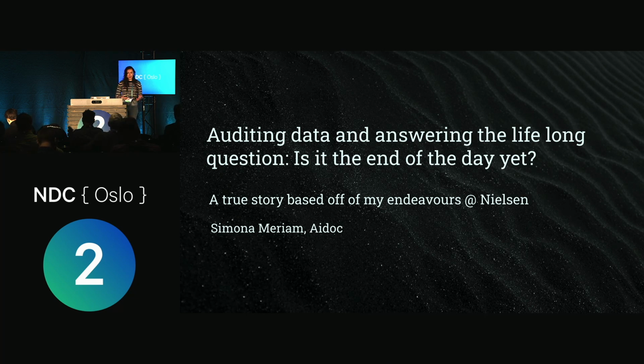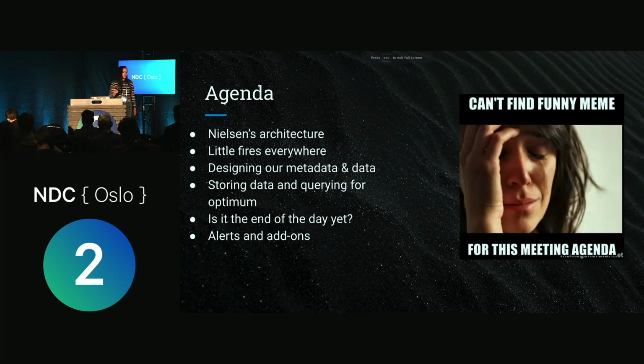So, what are we going to talk about in the next 60 minutes? We're going to start with Nielsen's architecture, and we'll really see how it had little fires everywhere. And I'm going to convince you why we had that need for a data auditing system. We'll then go into designing that system and talking about what even data auditing data looks like, how to store it, how to query it. Then we'll finally maybe get an answer to that question, is yesterday over? And then some alerts and add-ons, because that's always fun.